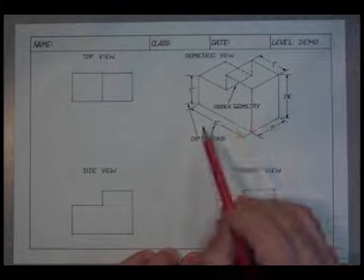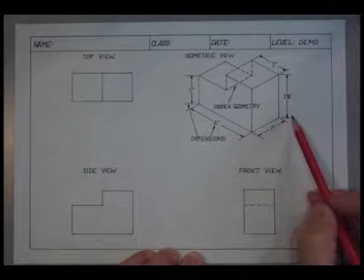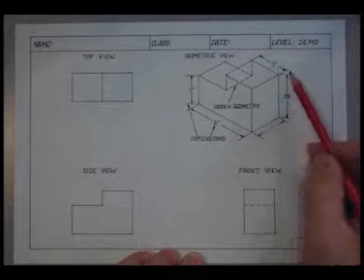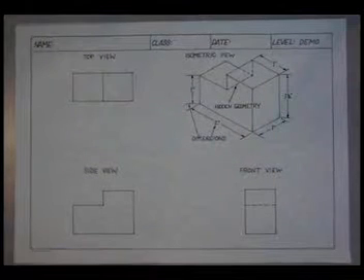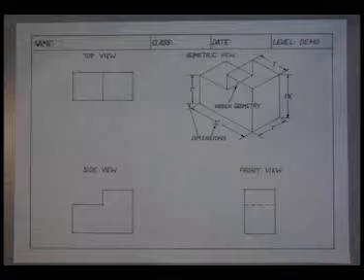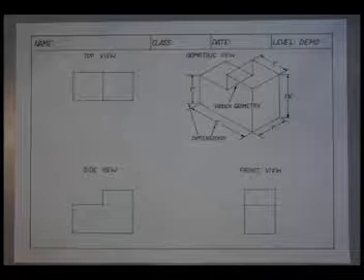We have dimensions, which are basically a fancy word for the measurements or labels that tell you the size of the object. What else? That's basically it. Everything is very clear.